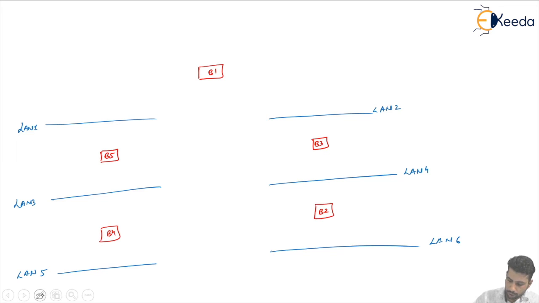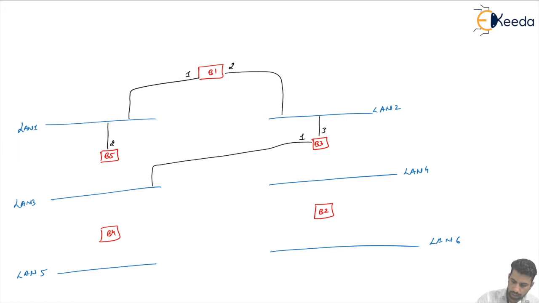The corresponding ports we will consider: port number 1 and port number 2. Here only port number 2 is considered. Here we will consider 3 ports, port number 3, port number 1 and port number 2. Now here we will consider port number 1 and port number 3, and here we consider port number 1 and port number 3. Now you see, this is our LAN, this is our spanning tree.